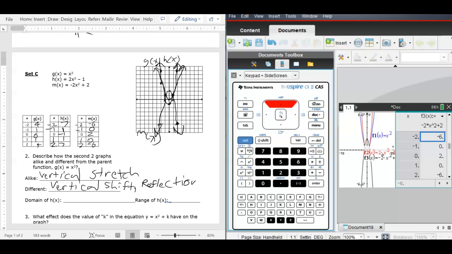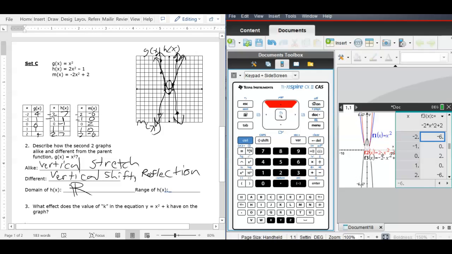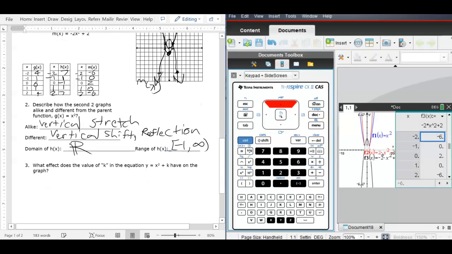Remember, domain is always for parabola, all real numbers. But for h of x, the furthest down it goes is -1, and it goes up forever. So that's -1 to infinity. What effect does the value of k have? Well, k, the vertical shift.